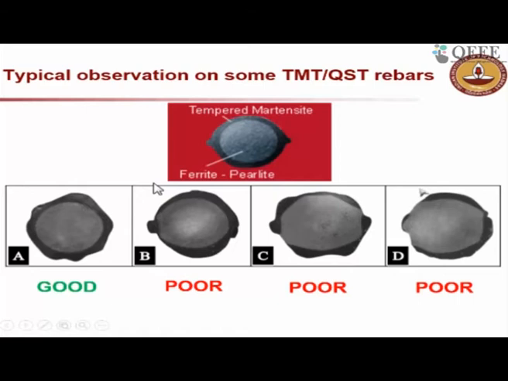So when we look at steel rebars, if you're looking for TMT or QST rebars, we should look for a bar which has a very good tempered martensite ring. Ring means a full ring should be there, discontinuity should not be there, a continuous phase of tempered martensite. That's what we are looking for.